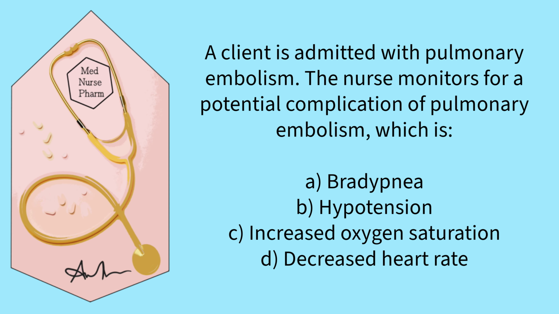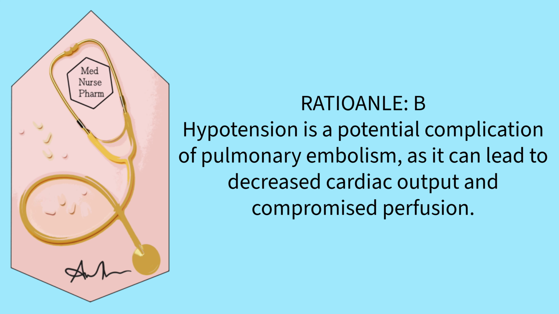A client is admitted with pulmonary embolism. The nurse monitors for a potential complication of pulmonary embolism, which is: A: Bradypnea. B: Hypotension. C: Increased oxygen saturation. D: Decreased heart rate. The correct answer is B. Hypotension is a potential complication of pulmonary embolism, as it can lead to decreased cardiac output and compromised perfusion.